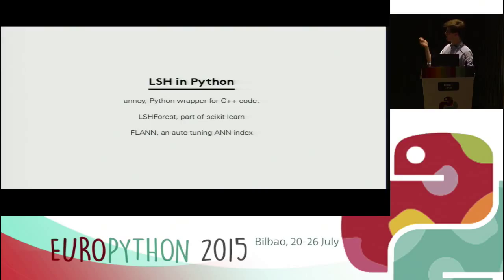Another package is LSH Forest, which is in scikit-learn. Those of you who are data scientists or play with ML probably already have scikit-learn on your computers, so it's really easy to use because it's already there. And then you've got FLANN, which is C++ code, and it's sort of gnarly and hard to deploy. The nice thing about it is you give it your data, and it takes a long time to train, but it figures out the optimal structure for your problem, and that gives you high performance in the end. And there's a Python wrapper for it, which works, I'm told.